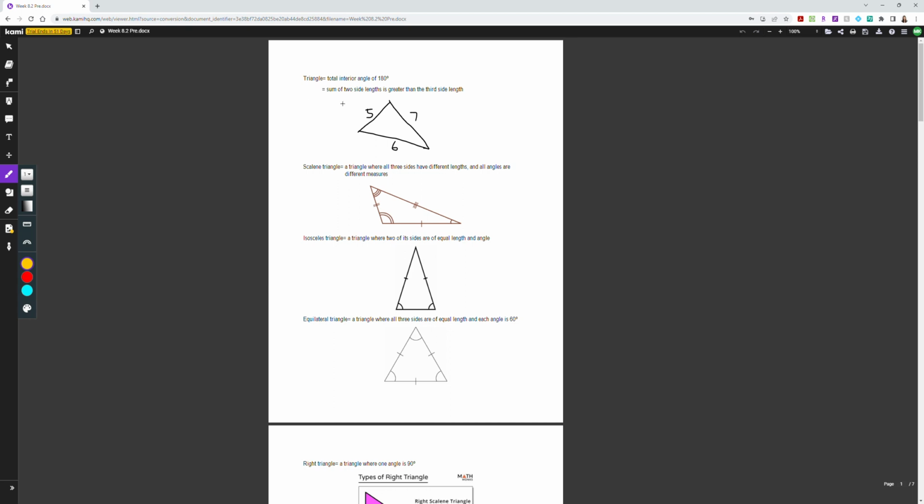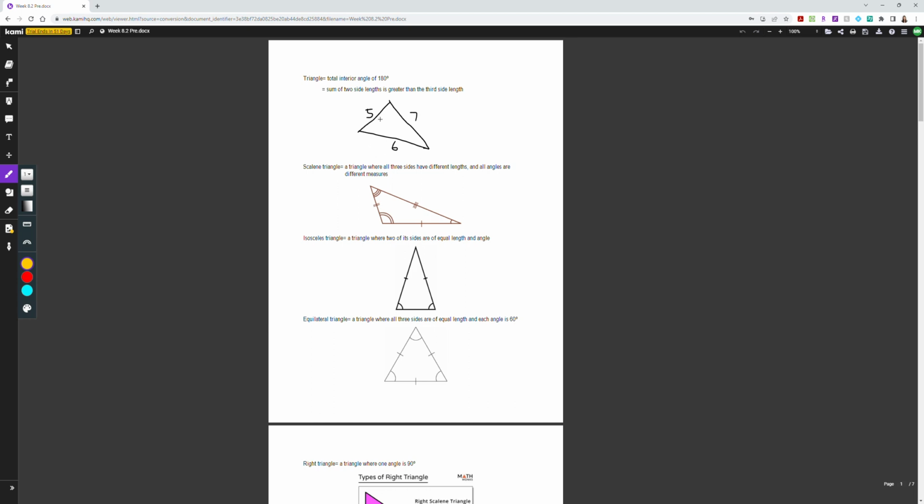Now, the thing about a triangle is this key information: the sum of two side lengths is greater than the third side length. So let's take 5 plus 7. We will get 12. So we know that these two are going to be greater than the third side, 6.